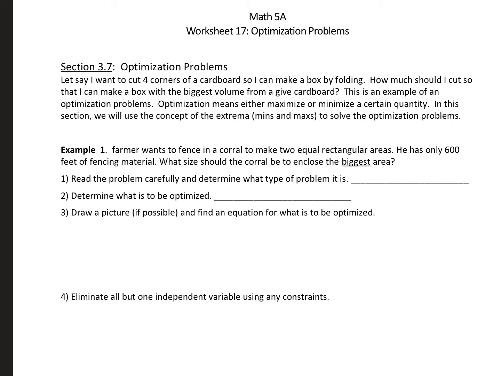This is an example of an optimization problem. It just means either maximize or minimize a certain quantity. Here we're going to maximize the volume. In this section, we'll use the concept of extrema, the global min and global max, to solve the optimization problem.